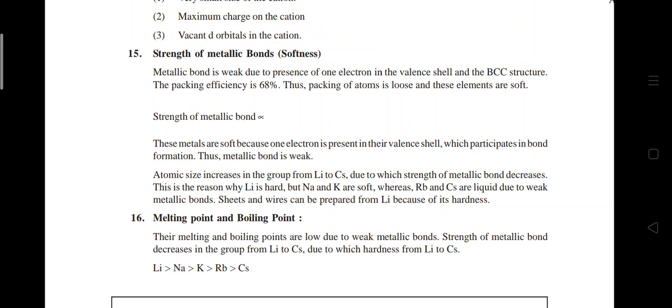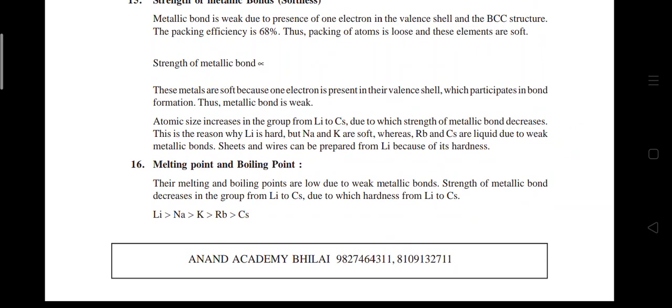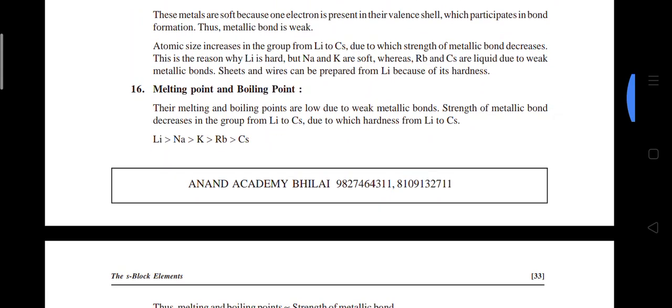Next, strength of metallic bond. Metallic bond is weak due to presence of one electron in the valence shell and the BCC structure. The packing efficiency is 68%. Thus, packing of atoms is loose and these elements are soft. These metals are soft because one electron is present in their valence shell, which participates in bond formation. Thus, metallic bond is weak.